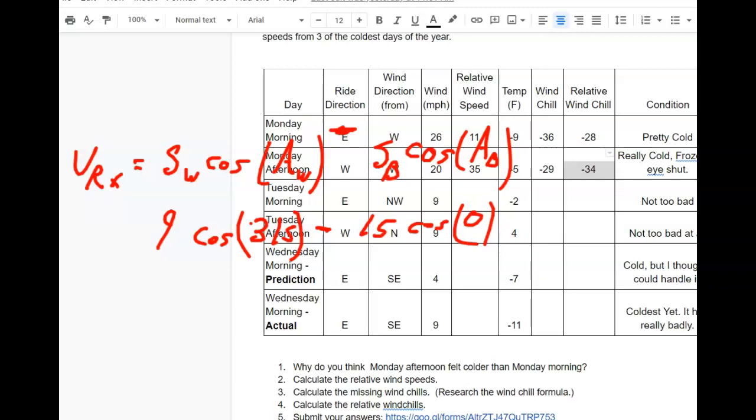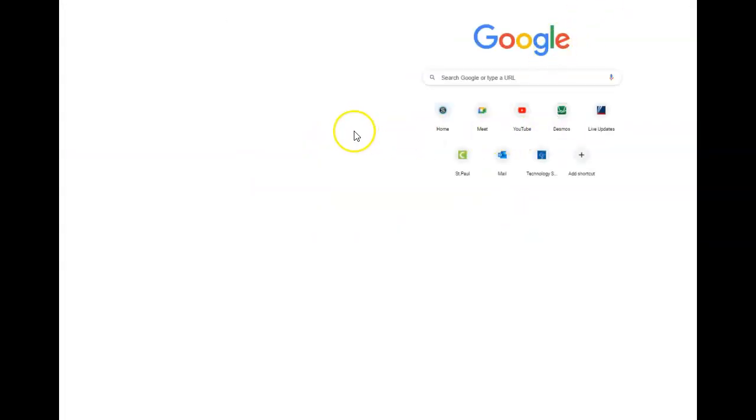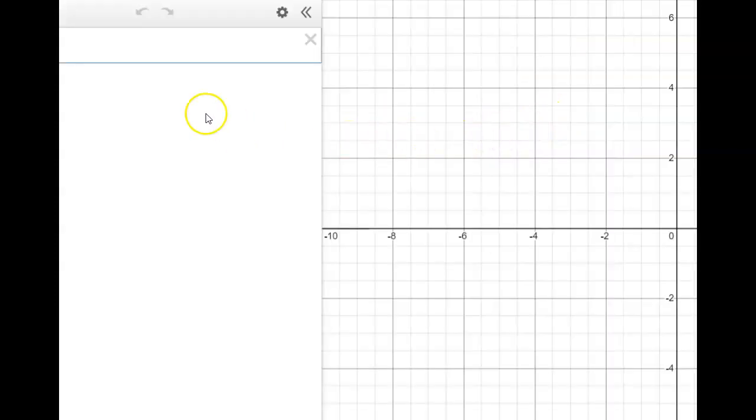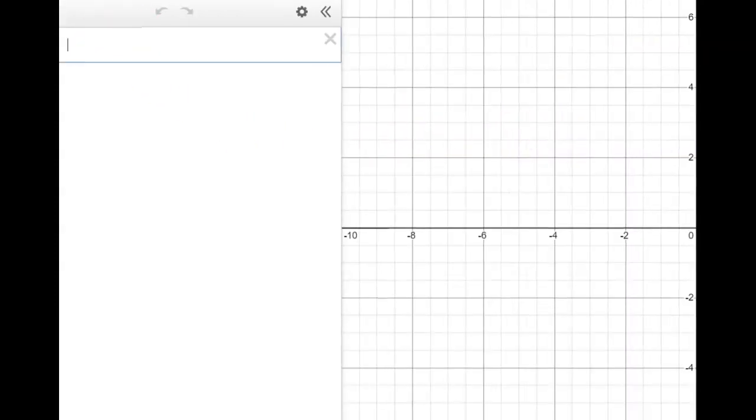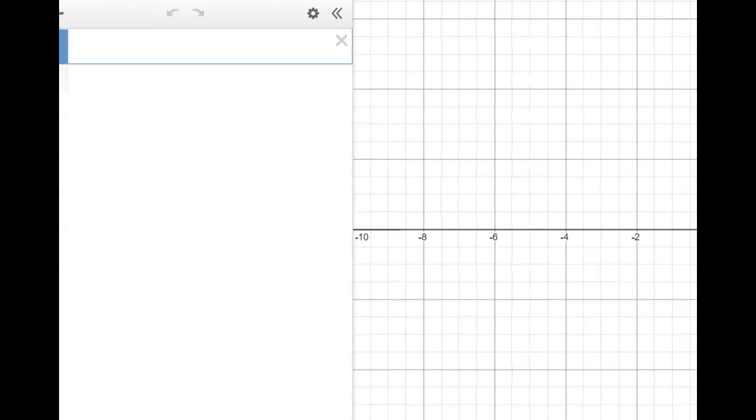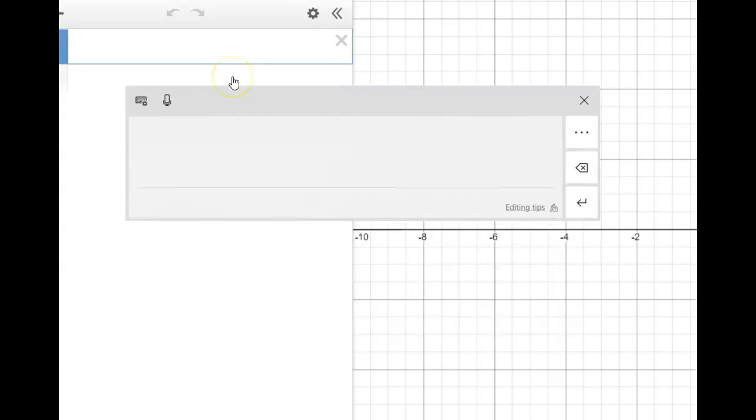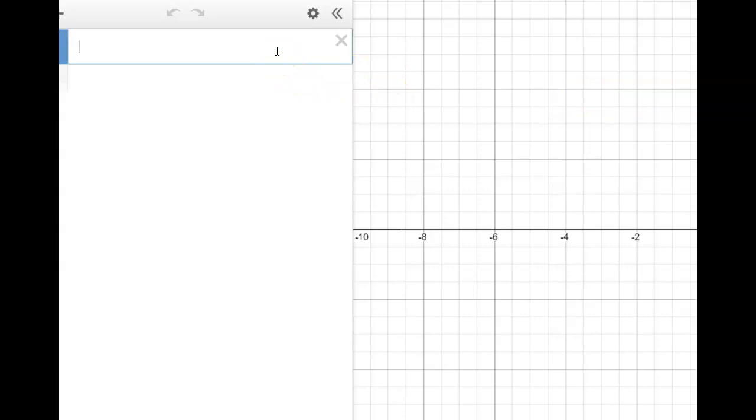we could use another Desmos. I'll open a second Desmos window here so we can keep our calculations separate from our animation. If we look at that here, I have 26 cosine 315. Oops, I froze my computer. Apparently my mouse broke. So let's see, we've got 26 times cosine of 315 minus 15 times the cosine of 0.